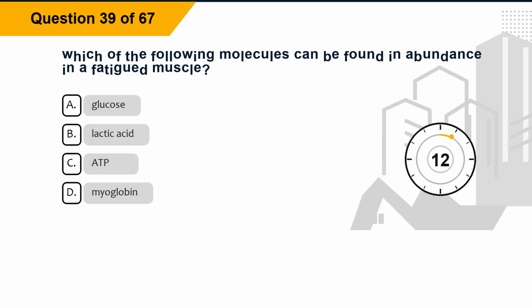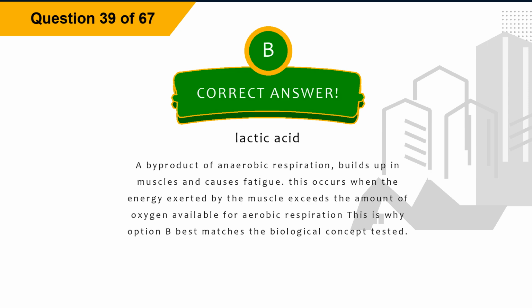Question 39. Which of the following molecules can be found in abundance in a fatigued muscle? Option A, glucose. Option B, lactic acid. Option C, ATP. Option D, myoglobin. The correct answer is option B, lactic acid. Explanation. A byproduct of anaerobic respiration, builds up in muscles and causes fatigue. This occurs when the energy exerted by the muscle exceeds the amount of oxygen available for aerobic respiration. This is why option B best matches the biological concept tested.